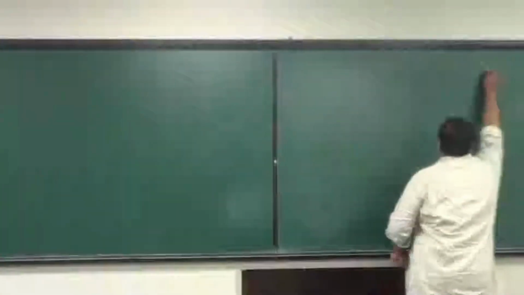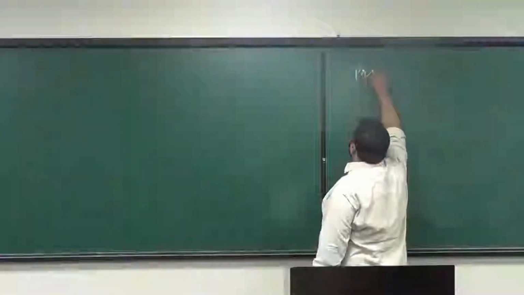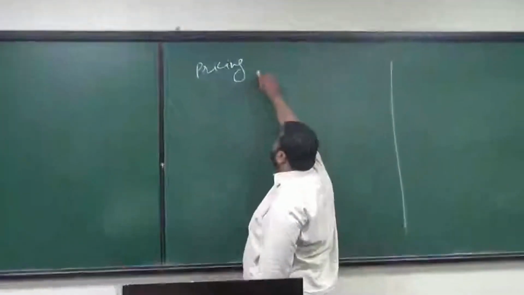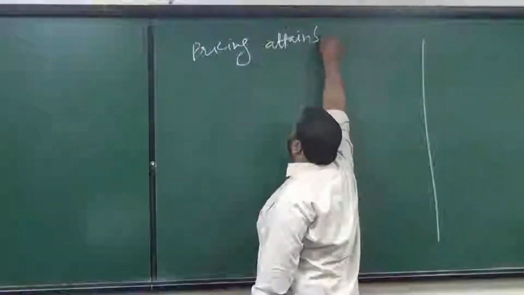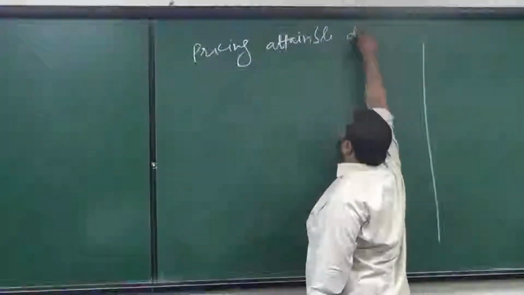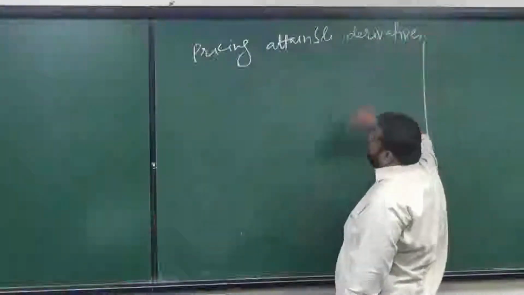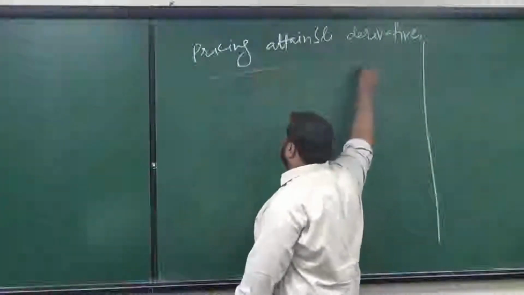In the last discussion, we ended up saying how to price the attainable derivative. Pricing attainable derivatives, we have two approaches.